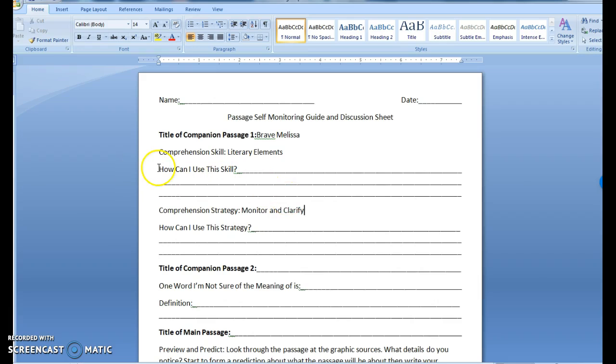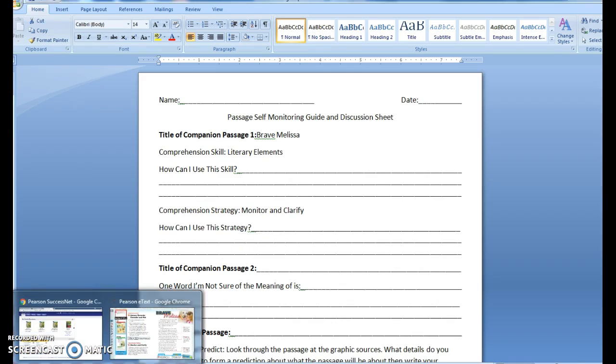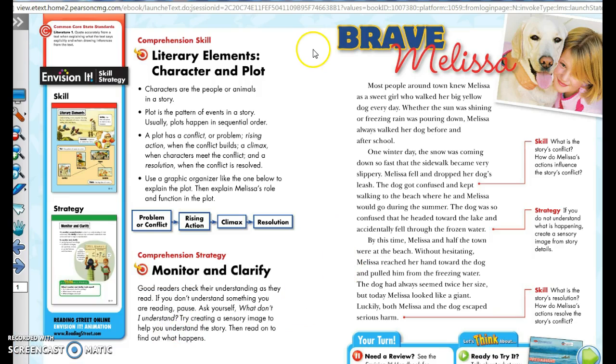Now, these sections where it says how can I use this skill, how can I use this strategy, we don't necessarily get to fill in yet because we don't know how we can use them because we aren't maybe sure what they are. So let's go take a look back on page 24. Literary elements, character and plot.